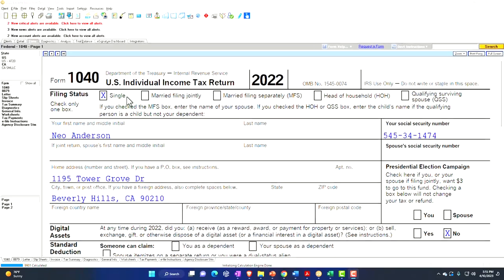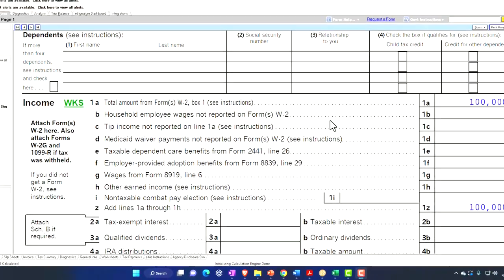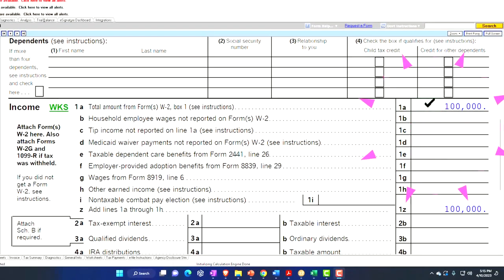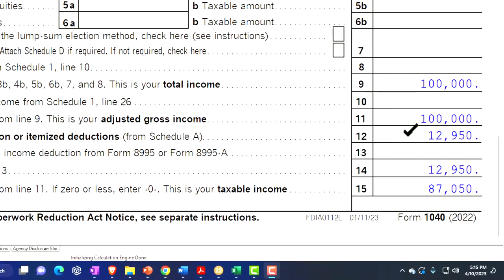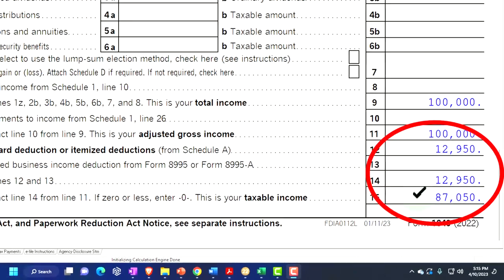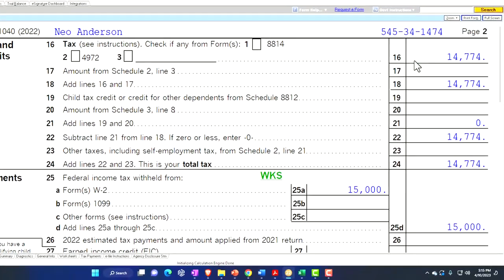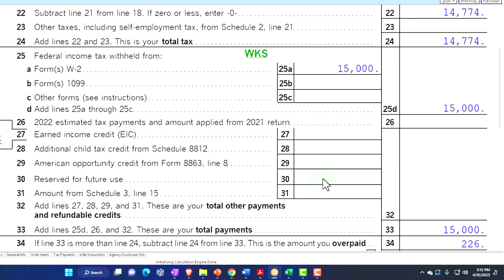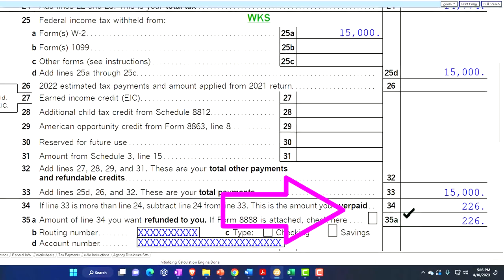Starting point, we've got the single filer, Mr. Anderson, living in Beverly Hills 90210. We've got the 100,000 W-2 income, way over the threshold to be getting the earned income tax credit, but that's our starting point here, and then we will lower that number. 12,950 standard deduction, getting us to the 87,050 taxable income. Page number two, calculating the tax, 14,774, 15,000 withheld, and that gets us to the 226 of the bottom line.